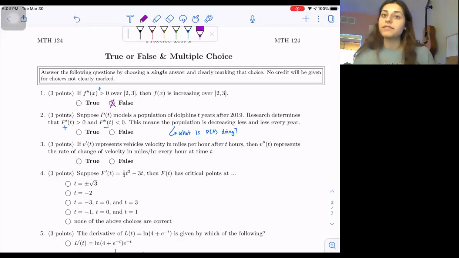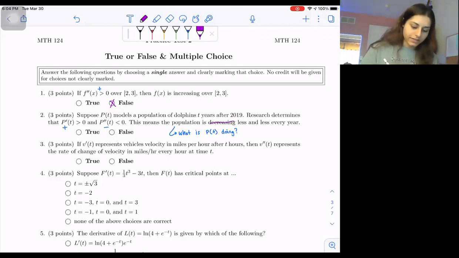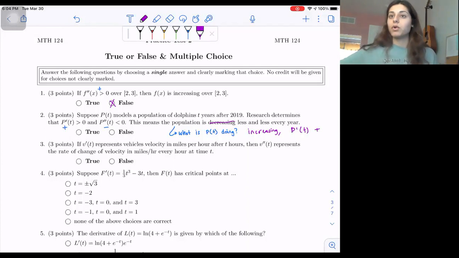So if the first derivative is positive, that means that P of T is increasing. Every year we have more dolphins. It's a positive slope. So that already tells us that this is false because the population is increasing, right? It's not decreasing, it's increasing. Because P prime T is positive. That tells us we have more and more dolphins every year. So this is false.